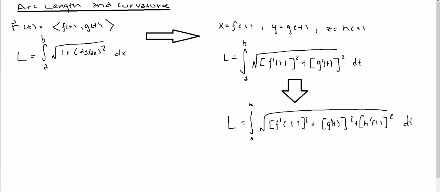Welcome to the multivariable calculus section. In this section, we'll be discussing arc length and curvature. So recall from the beginning of multivariable calculus that we have our vector function, which is f of t, g of t.